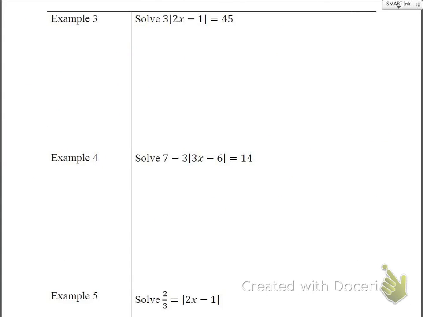So example 3 wants me to solve 3 times the absolute value of 2x minus 1 equals 45. This one is similar to the previous problem. So you're not going to distribute the 3. What are you going to do? Divide. Good. So everybody divide both sides by 3. Those 3's reduce. And you get the absolute value of 2x minus 1 equals 15.